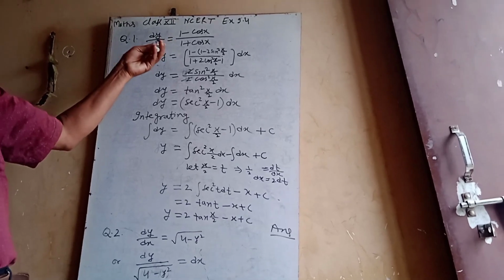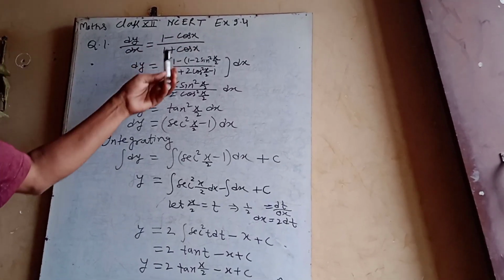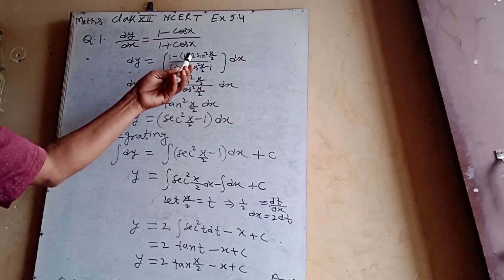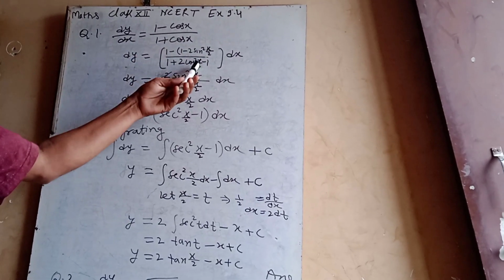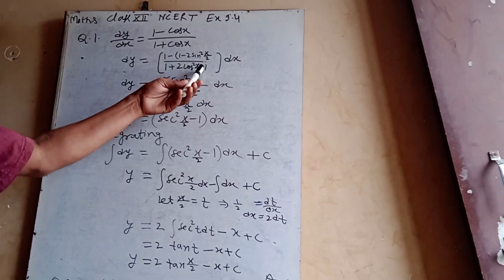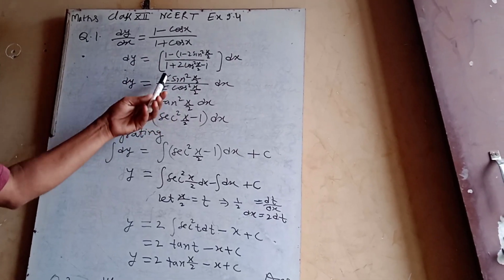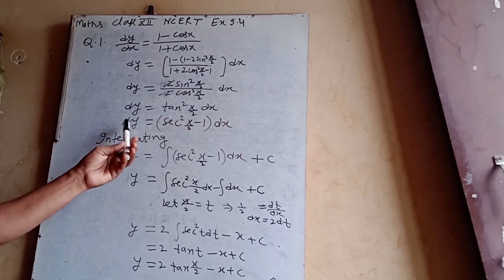Number 1, dy by dx equals 1 minus cos x upon 1 plus cos x. Now we have to change cos x into 1 minus 2 sin square x by 2, and cos x into 2 cos square x by 2 minus 1. The 1 will be cancelled from numerator and denominator, and here the 2 also cancels and it becomes tan square x by 2.